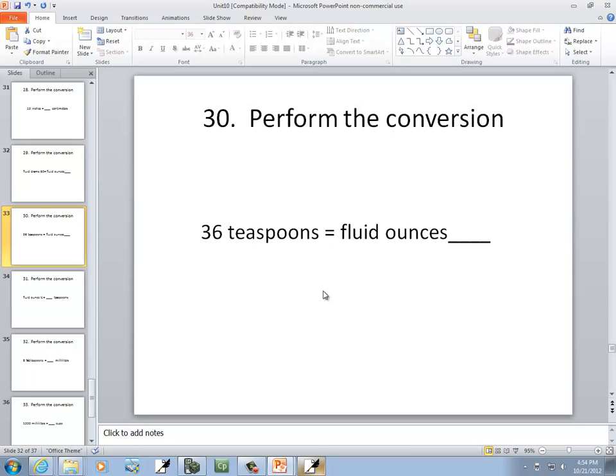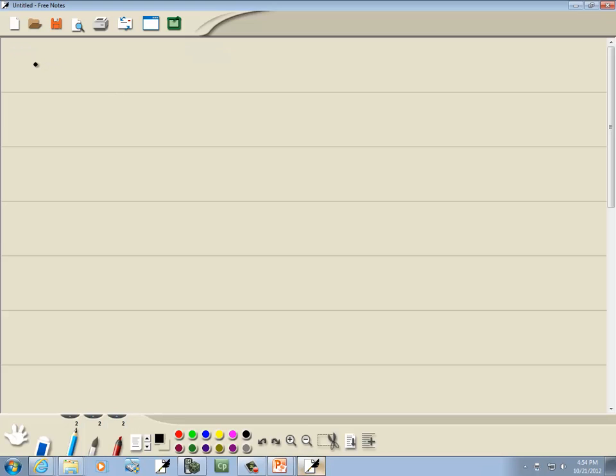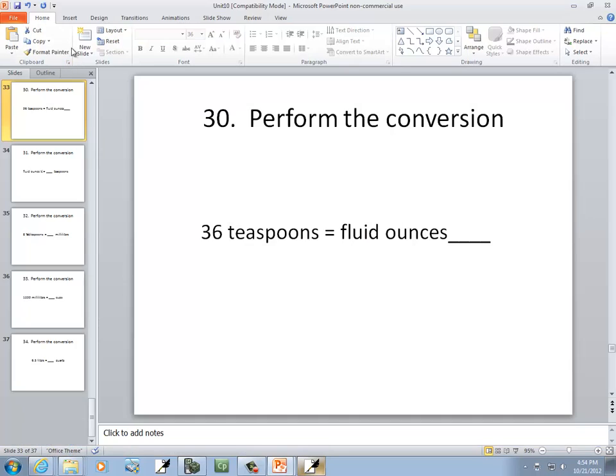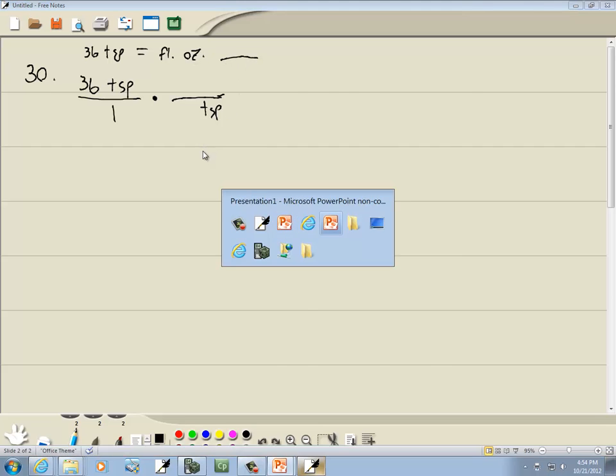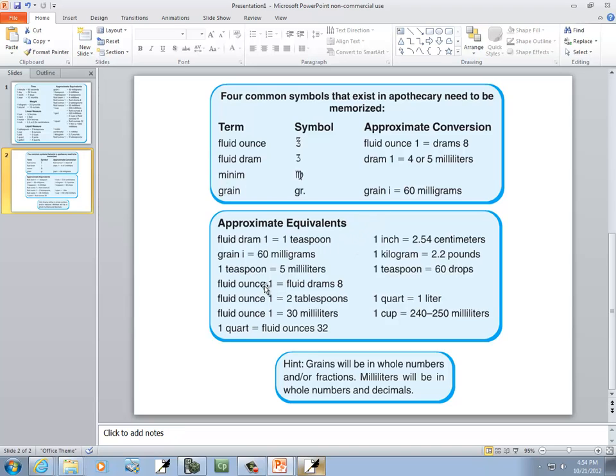Let's look at our next problem. I can see the end. Okay, 36 teaspoons. Put over 1. Teaspoons is up there, then teaspoons has to be down here. And what are we even converting that to? Fluid ounces. So 36 teaspoons is equal to fluid ounces. Okay, so let's go look at teaspoons to fluid ounces.